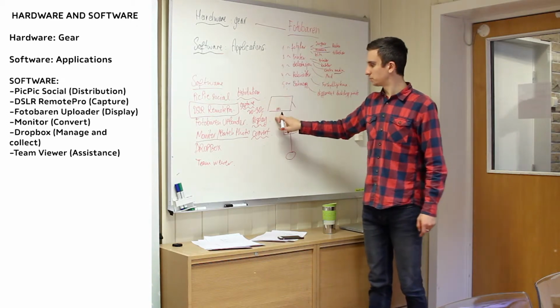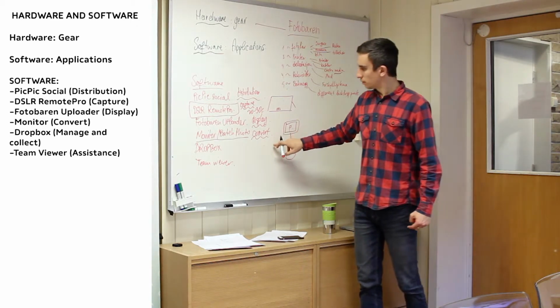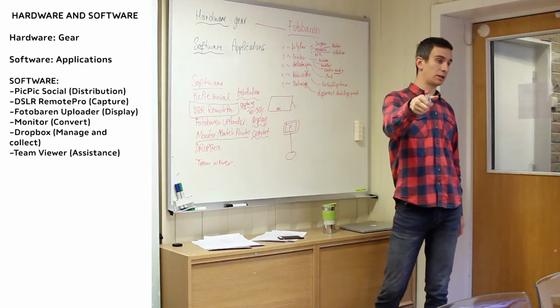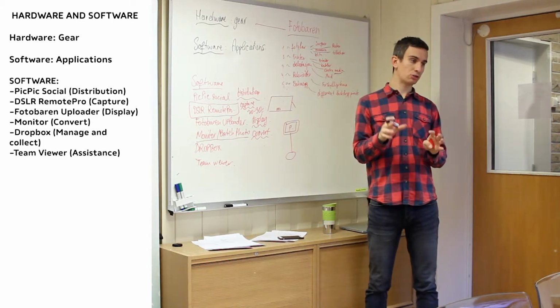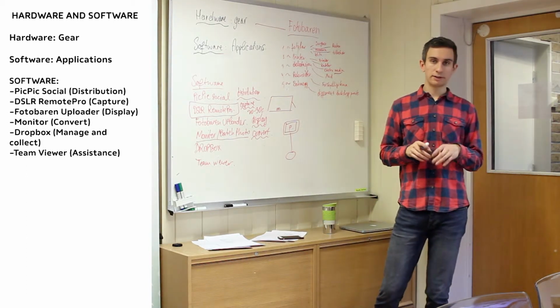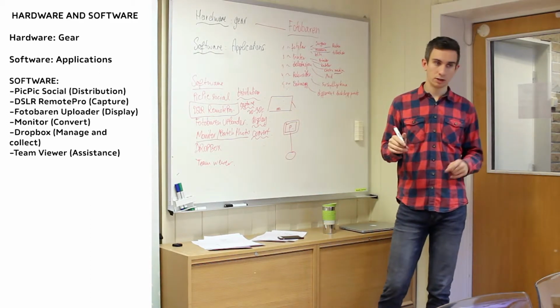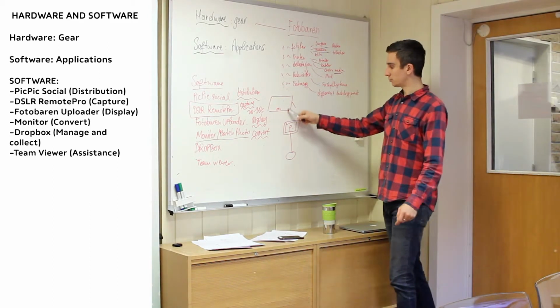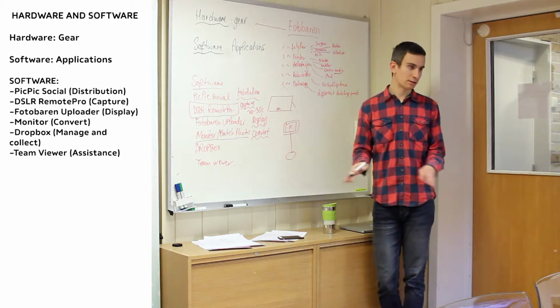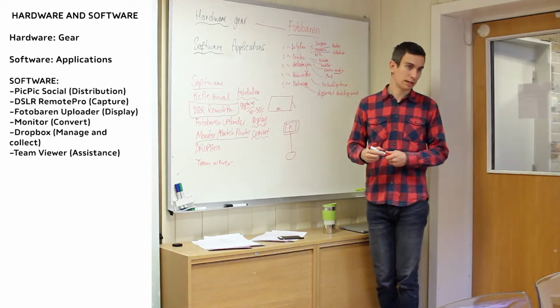Capture, distribute, display, and convert. Because the images we capture are on a high quality, high resolution DSLR camera, the images are huge, big files. And if we were to do all of that transfer over the Wi-Fi, it would crash. In fact, we've tried and it doesn't last long.